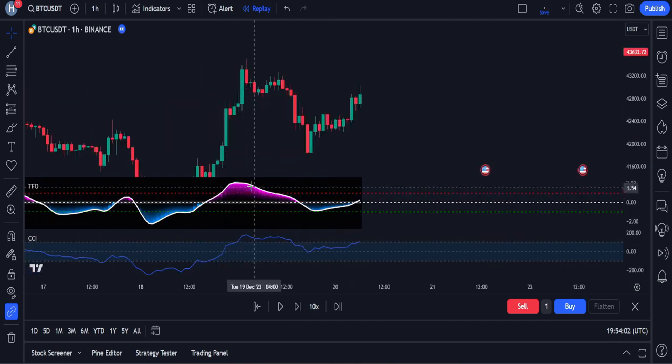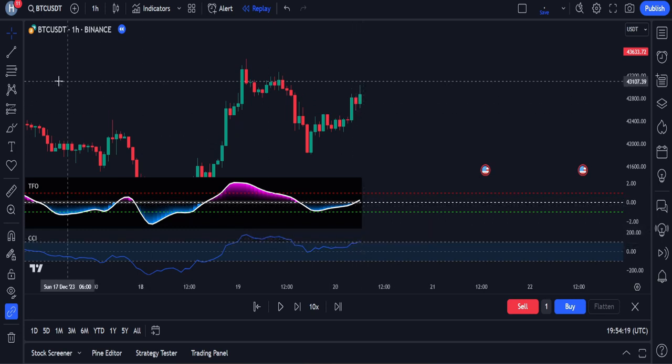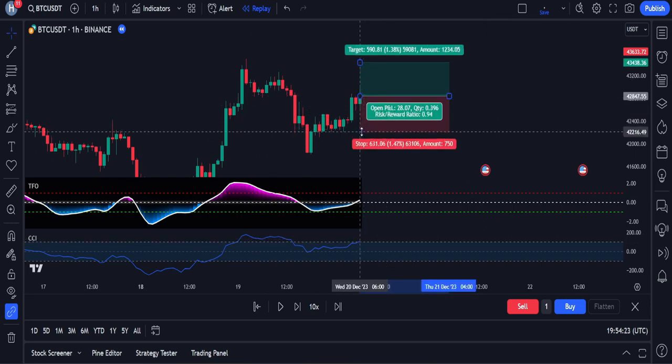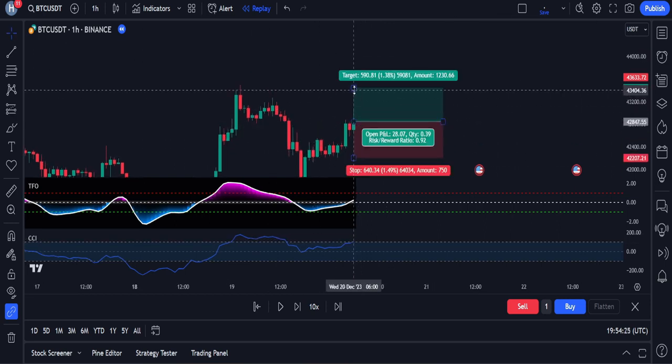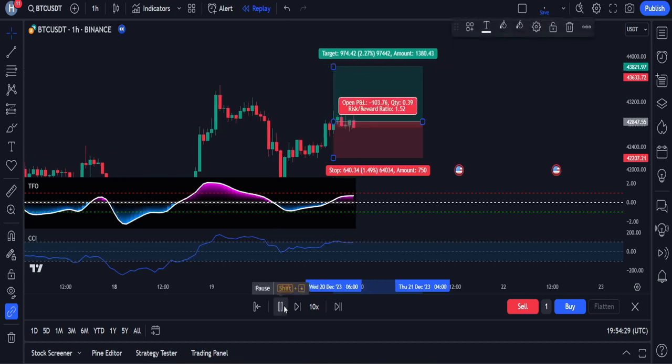Here we can see the Trend Flex indicator was above the center level, and the CCI was moving above the 0 level. Then we can see the oscillator crossed and moved below the center level, and then it crossed above the center level again. And when it crosses above the center level, the CCI is also above the 0 level. So we can open a buy position here. Our stop loss will be set at the recent swing low, and the risk to reward ratio will be the same. I hope you guys have understood the rules for entering a buy trade using this strategy.